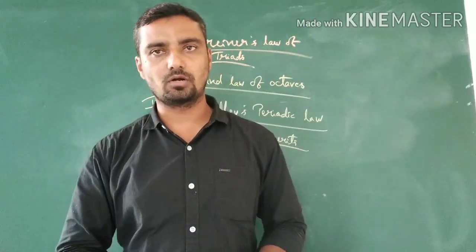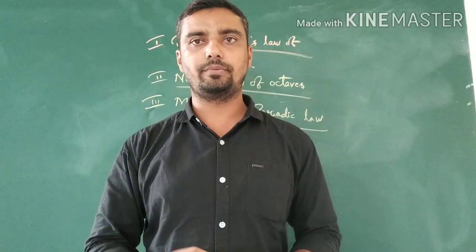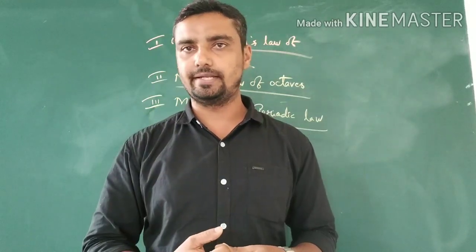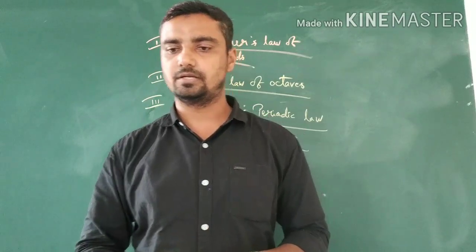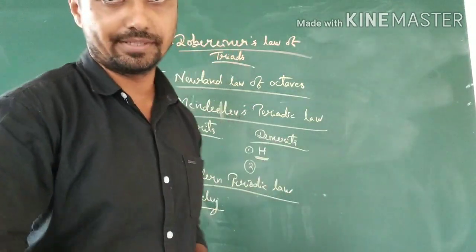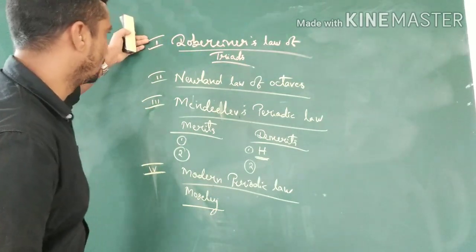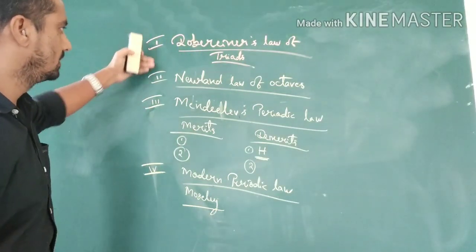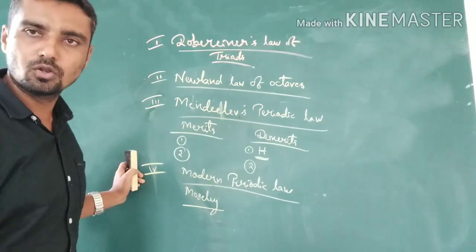In this modern periodic table, how many groups have there been? There are 18 groups, and how many periods? There are 7 periods. So we go for the classification of elements. We have been studying all four laws: Dobereiner's law of triads, Newlands' law of octaves, Mendeleev's periodic table, and the modern periodic law.